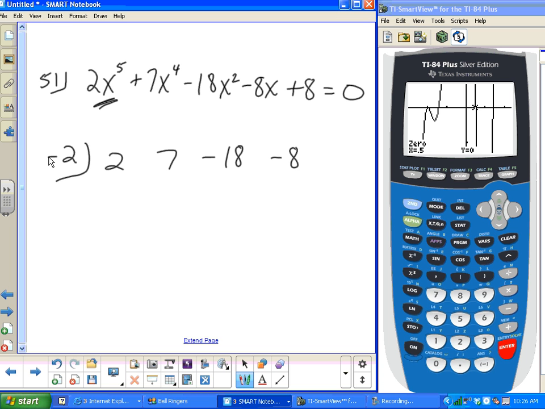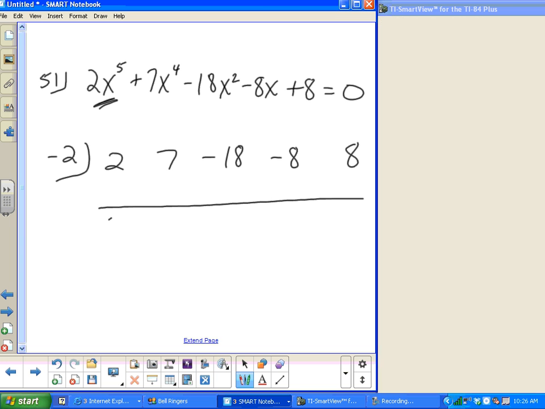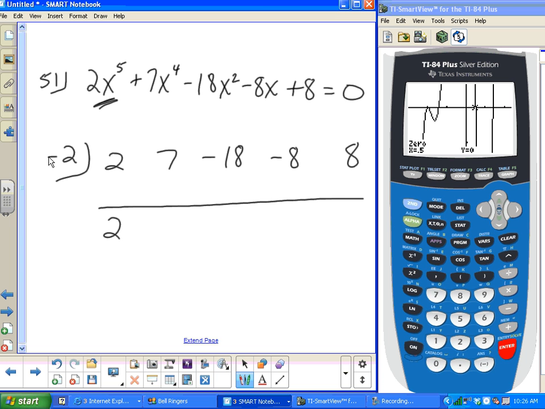Y'all sure y'all don't want to guess and check on these? Okay, just check it. All right, so here we go. Bring down the 2. -2 times 2 would be -4. 7 minus 4 is 3. Times -2 is -6. -24 times -2 is 48. So that'd be 40. Wait a minute, I'm messing up somewhere.